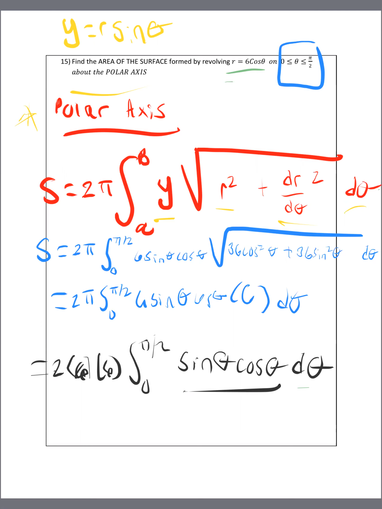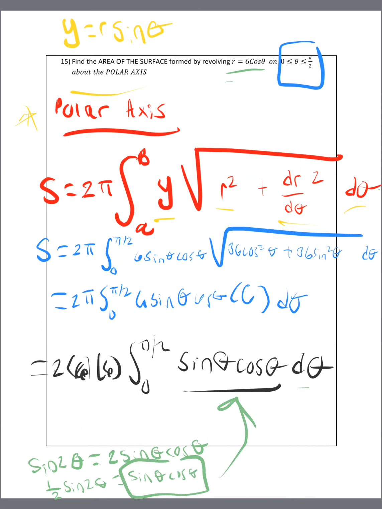But just to tell you guys what it is, the identity says that sine of 2 theta is equal to 2 times sine of theta cosine of theta. And with some manipulation, you get that 1/2 sine of 2 theta is equal to sine of theta times cosine of theta, which is exactly what we have there. Again, I wouldn't expect you guys to know the formulas as much as I do.